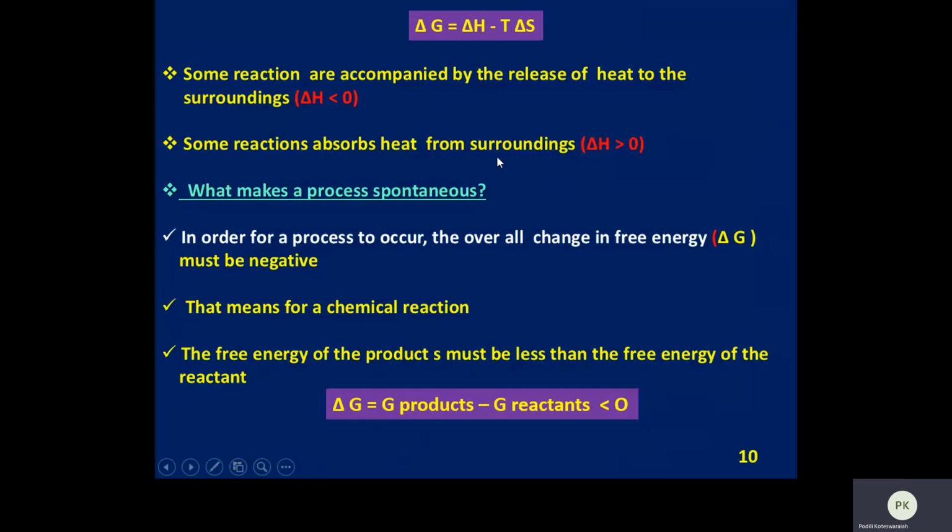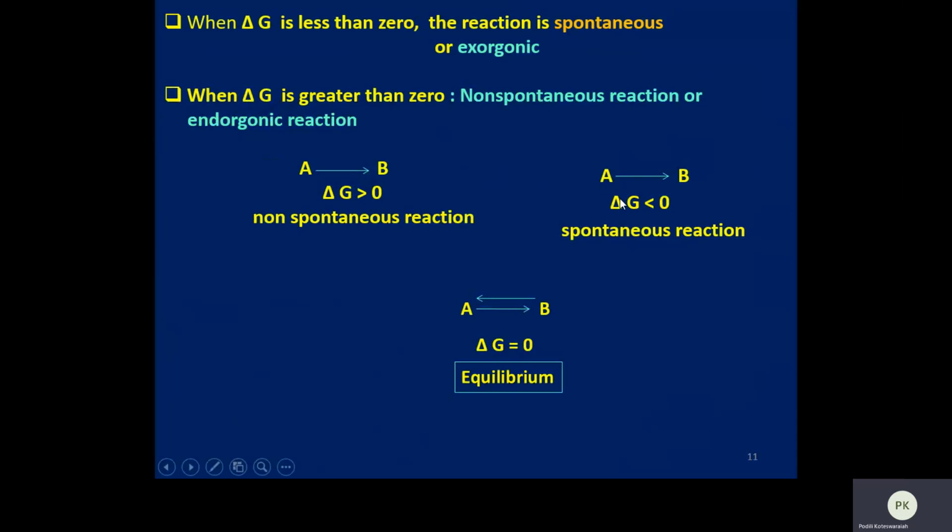What happens if delta G is less than 0, greater than 0, or equal to 0? If the free energy change delta G is greater than 0, the reaction is non-spontaneous. If delta G is less than 0, it is a spontaneous reaction, and if it is 0, it is at equilibrium. I think you have already studied this.